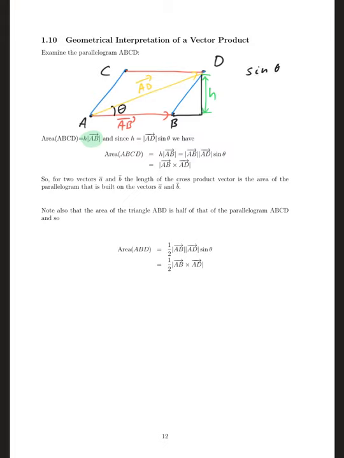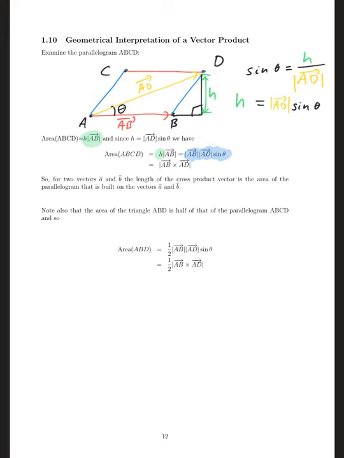So if I put in that angle theta, sine theta is the opposite over the hypotenuse for this right angle triangle. So that's h over AD, the length AD. So I solve that and I get that h is equal to the length of AD times the sine of theta. So my area now is h times the length of AB, which is just AB times AD times sine theta, or those lengths.